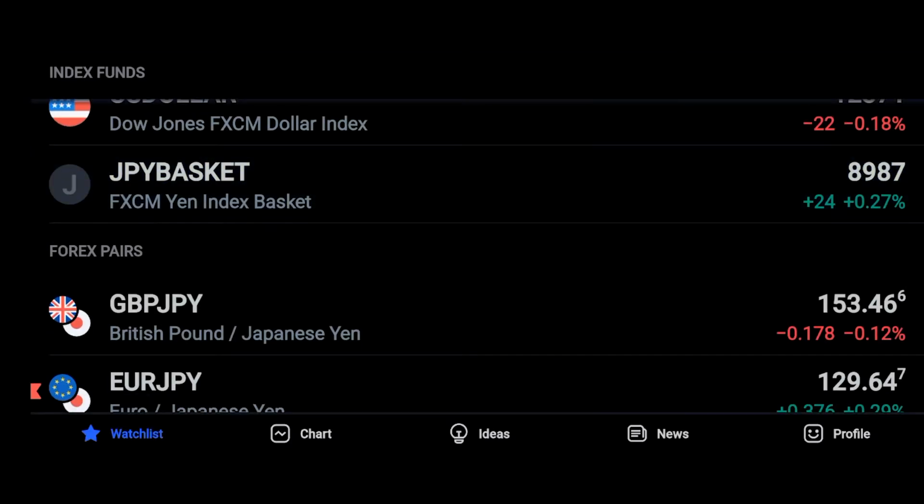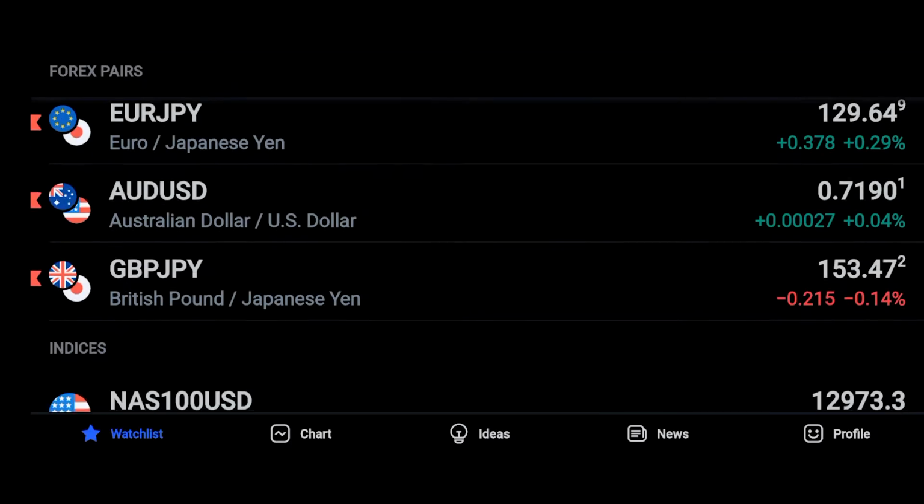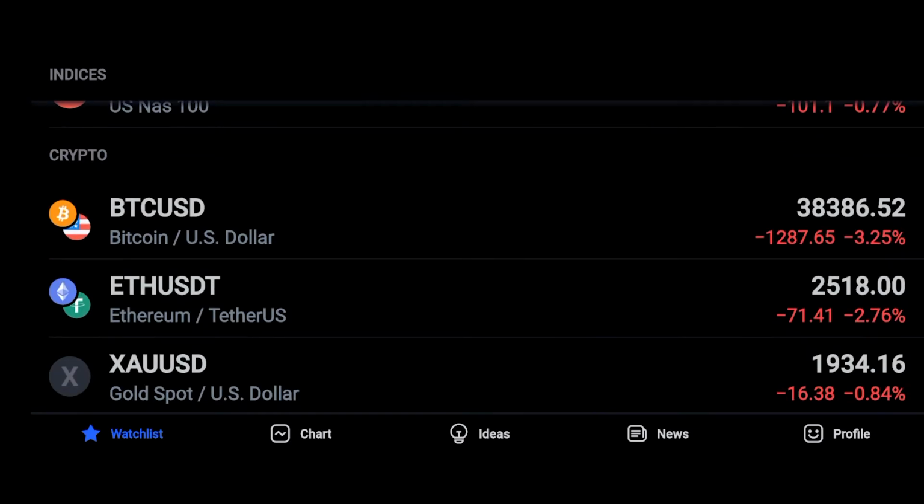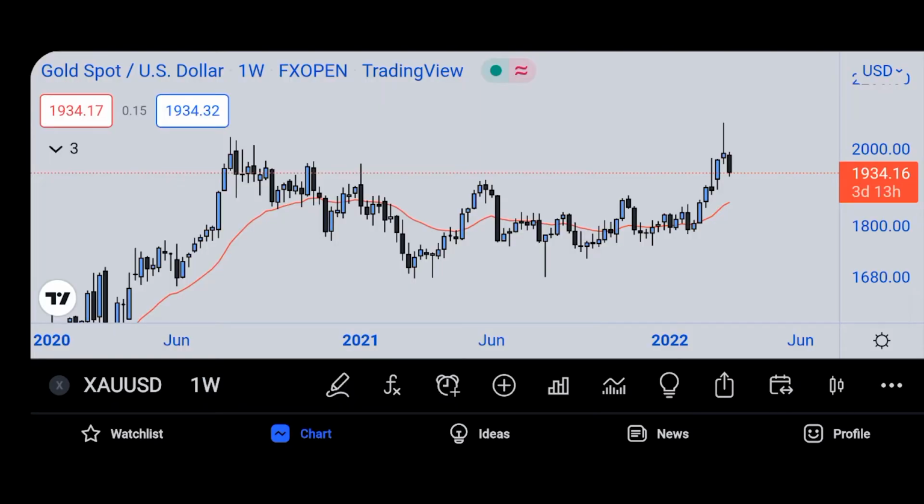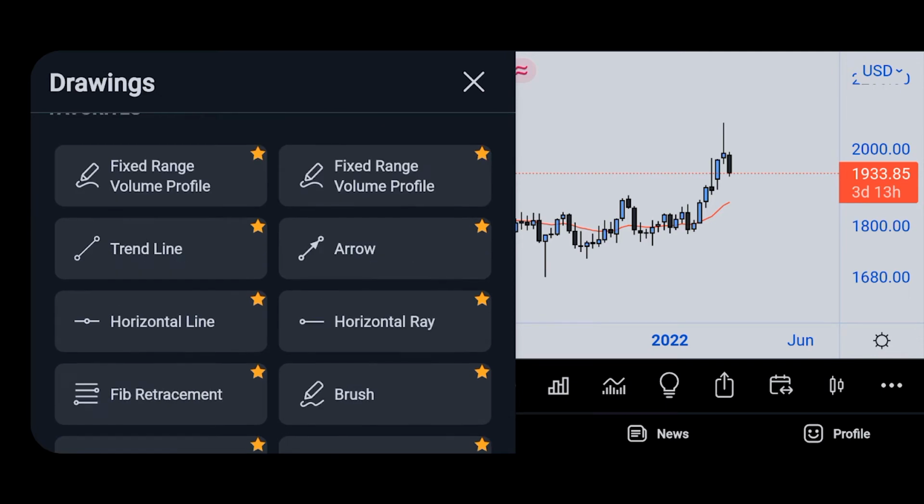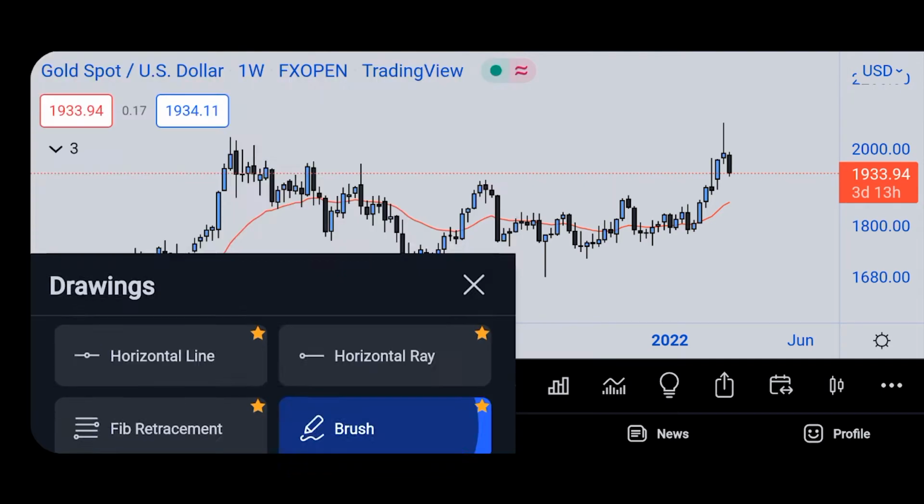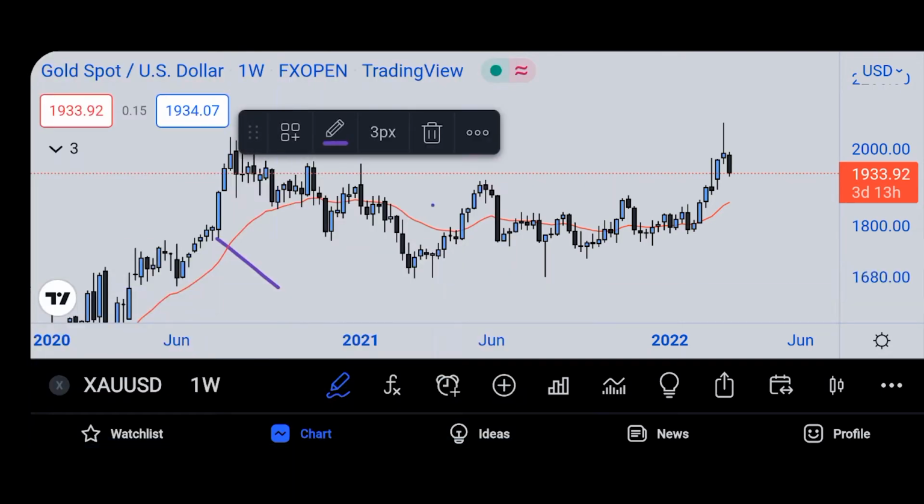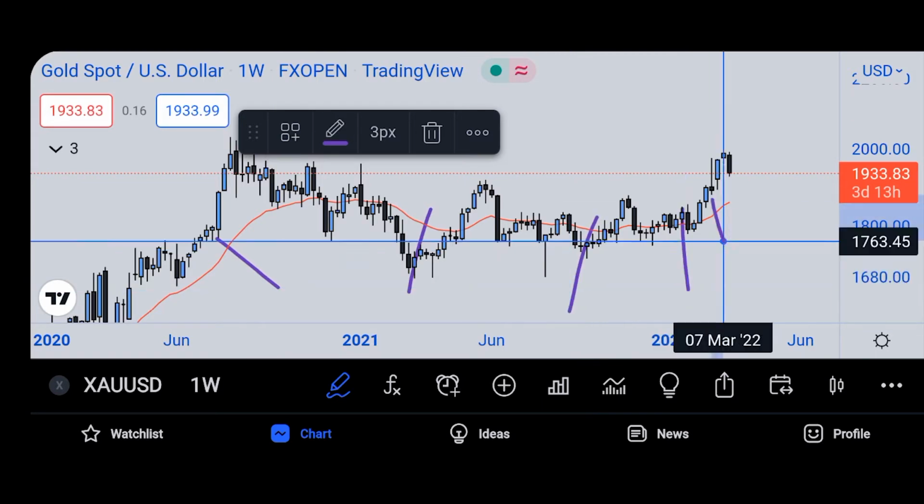So after you install this app on your phone, I want you to go to any product that you really want to trade. I'm gonna start off on my weekly time frame, as you know. And I want you to add this 21 EMA, as you can see right here. Let me just use my drawing tool.